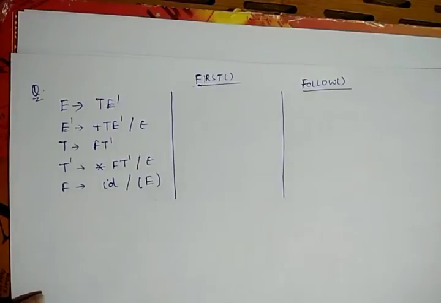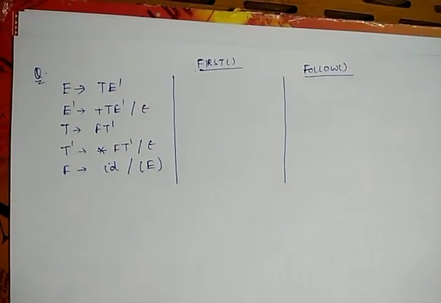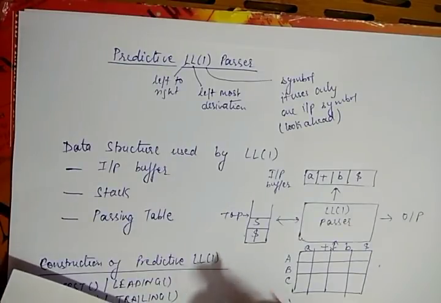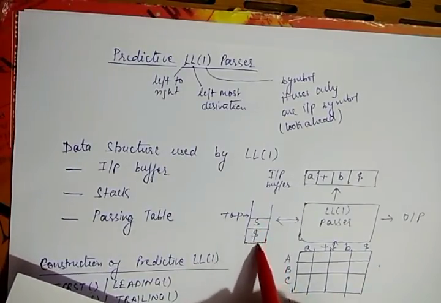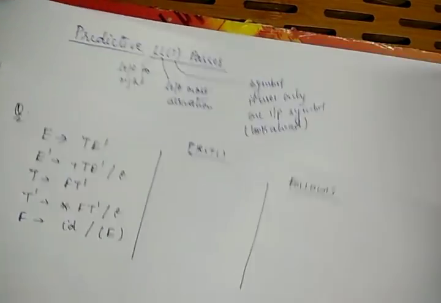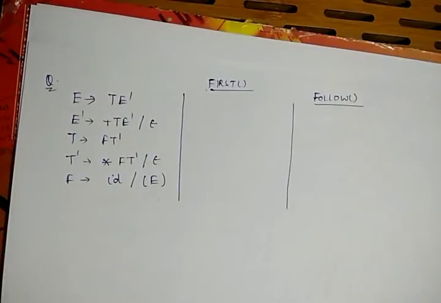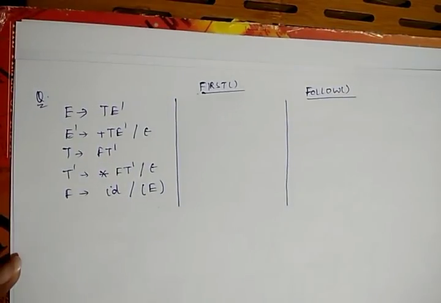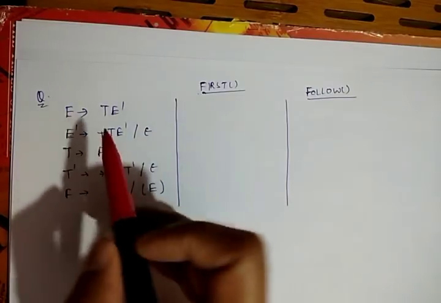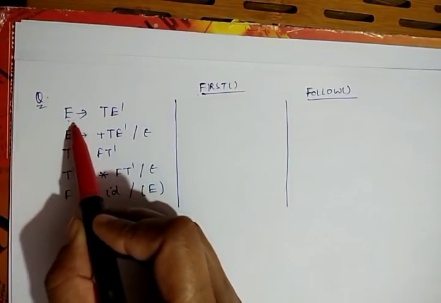Okay. So first, how do we calculate the first? As we know, in the stack, the starting symbol is always followed by the dollar. In this question, E is the starting symbol. First we discuss the first, then we discuss the follow. So see here, what is the first function of this E?